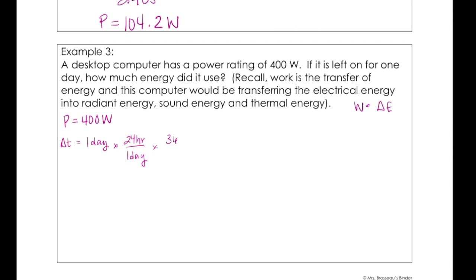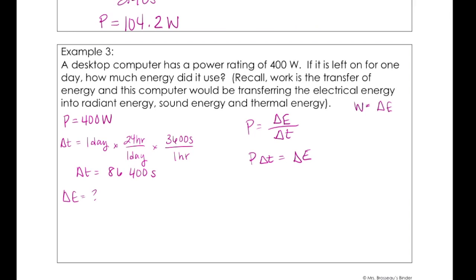there's 3,600 seconds in 1 hour. So we'll get that delta T is 86,400 seconds. And it wants to know the change in energy. Power equals, usually it's work, but work, remember, can just be change in energy divided by change in time. So if I rearrange this to solve for energy, I have P times delta T equals change in energy.